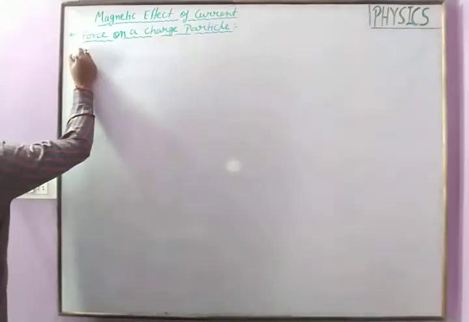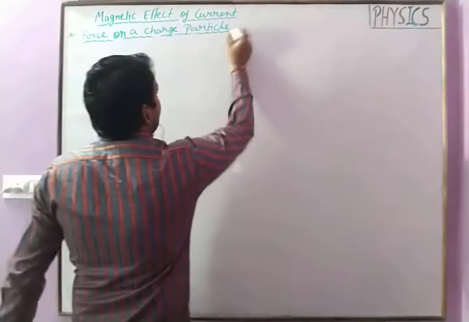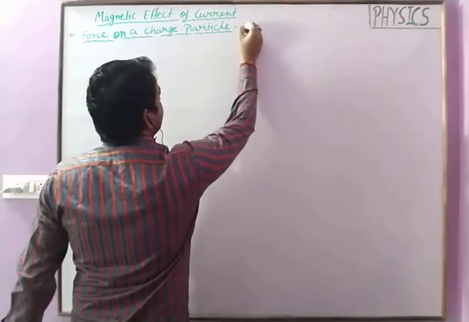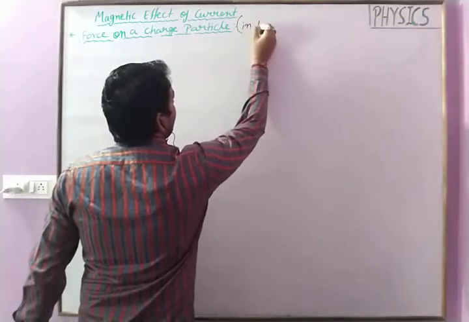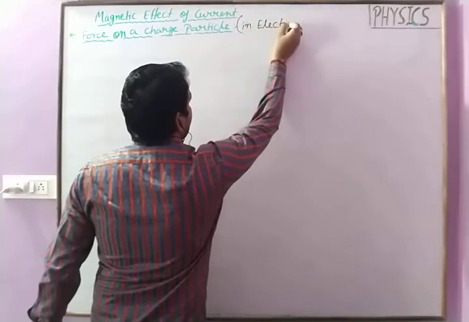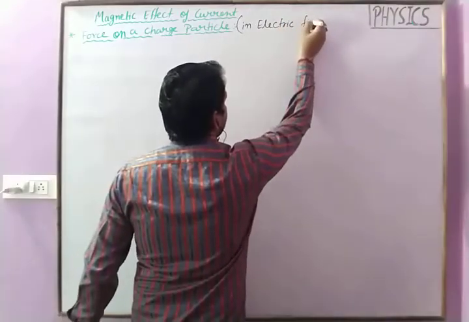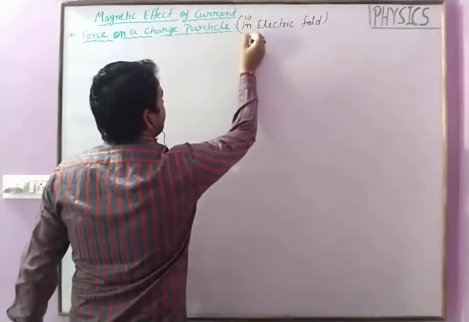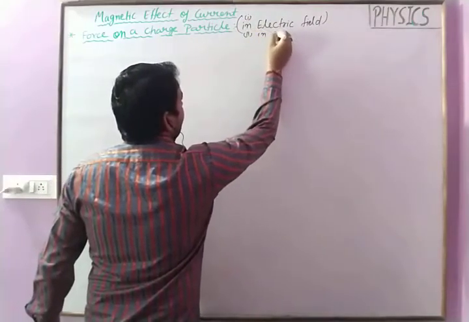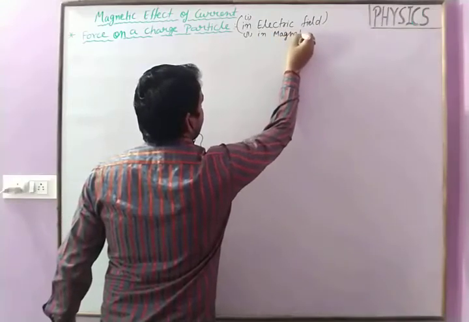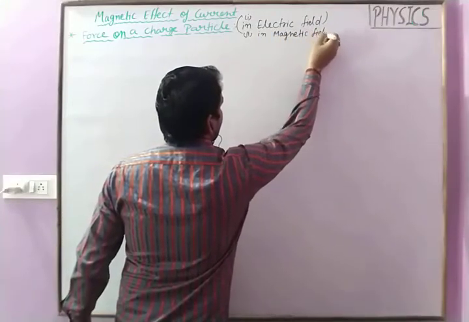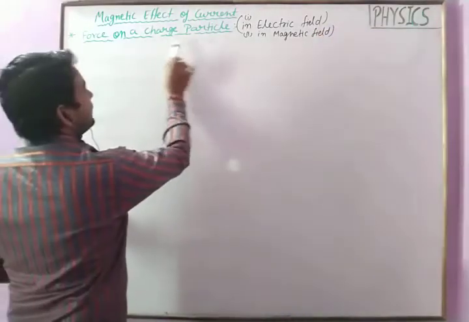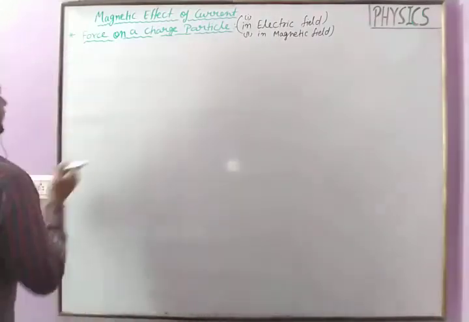First case, it can be in two positions. One is in electric field, in electric field. Okay, this is the first point, and the second is in magnetic field. Okay, now first we understand about the force on a charged particle in electric field.